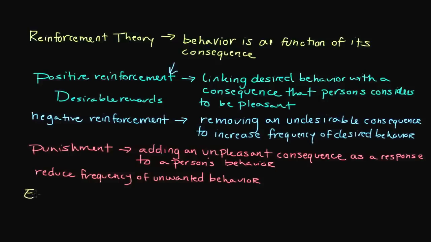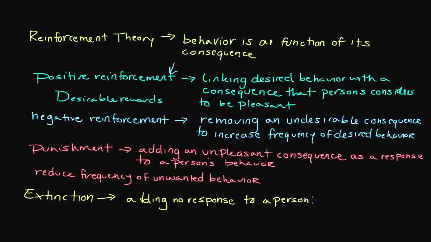The last form of reinforcement is what we call extinction. And extinction is very similar to punishment with one regard, but really you're adding no response to a person's behavior. Extinction shares a similarity with punishment in that its goal is to reduce the frequency of an unwanted behavior. They just do this through a different means, okay? Instead of actually creating or providing an unpleasant consequence like punishment, whether it's a formal write-up, written warning, whatever it is, with extinction, you simply do nothing. And so you don't acknowledge the behavior. Because remember, according to reinforcement theory, behavior is a function of its consequence.